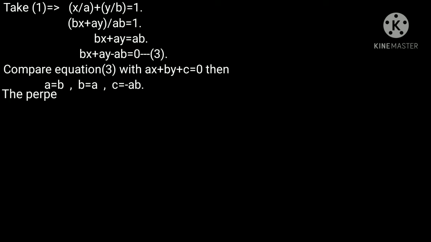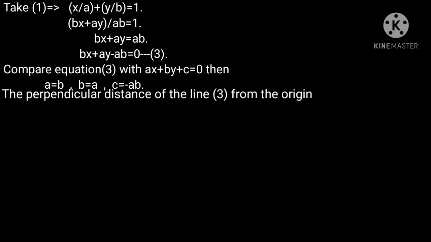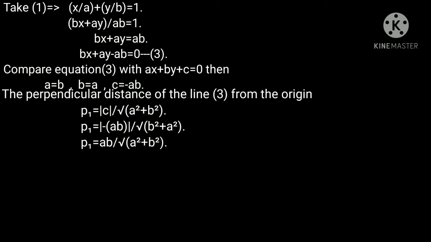The perpendicular distance of the straight line 3 from the origin is p1 equal to mod C by square root of A square plus B square. This is the formula. Then substitute the values of C, A, and B. Then p1 equal to modulus of minus ab by square root of b square plus a square. From this, p1 equal to ab by square root of a square plus b square.